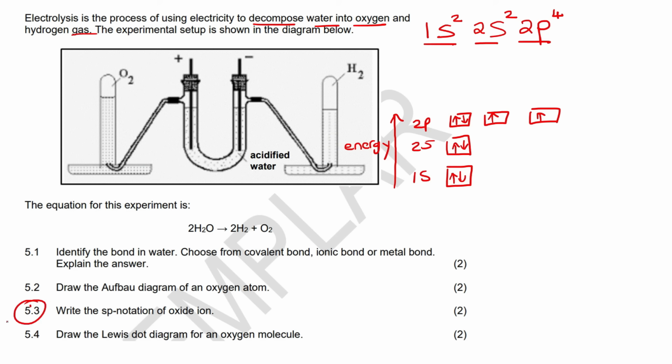Okay, this question says, write the SP. Now this is called SP notation. See, there's an S and a P. Some of them also have a D as well, but you get the idea, of an oxide, which means oxygen, but then they use the word ion. Very important.